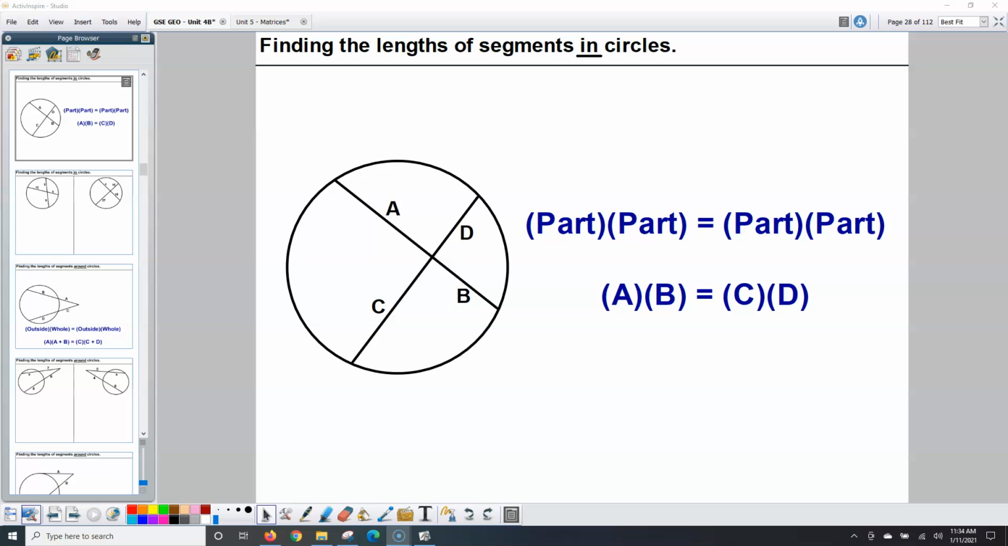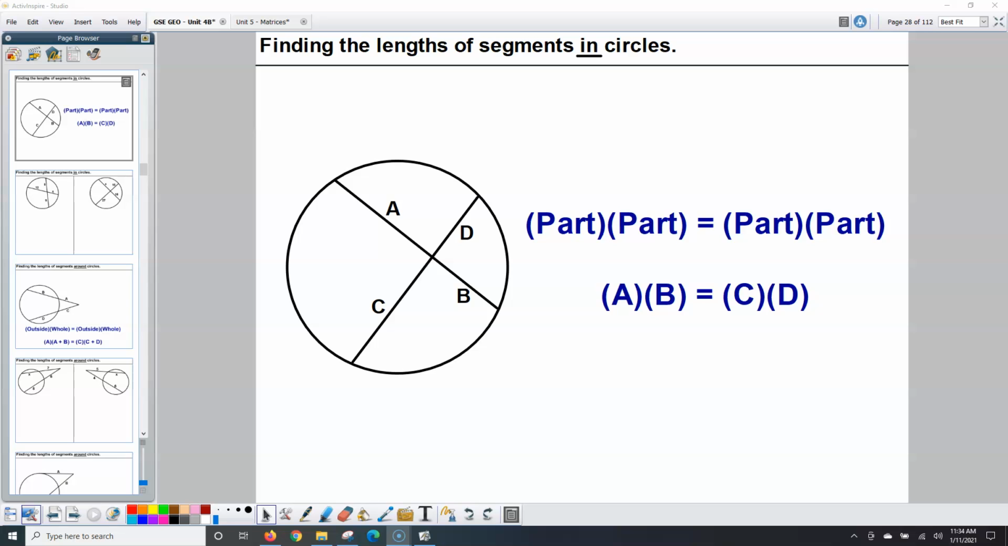Dealing with finding the lengths of segments inside circles. We have several different styles of problems here. I've come up with just two little phrases to memorize in order to get these. A lot of times people write them in different ratios. They have different phrases for you to remember. This is what I've got.